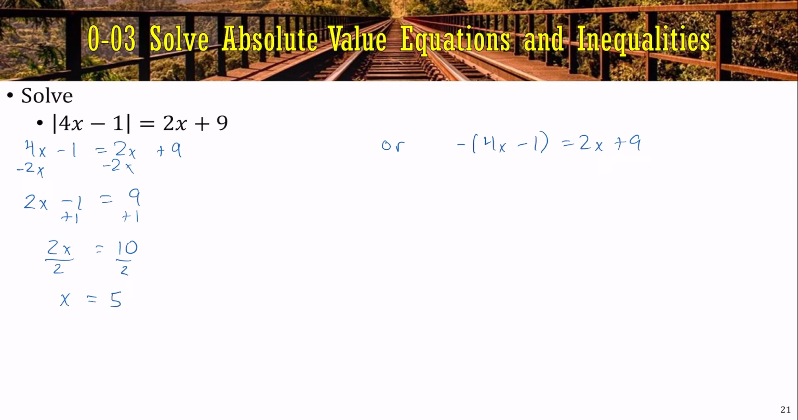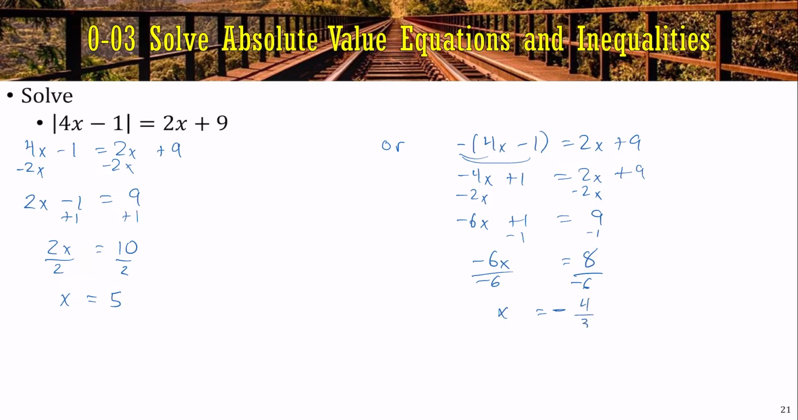All right, on the other equation, let's maybe distribute the negative first. So negative 4x plus 1. Let's get the x's together. So negative 6x plus 1 equals 9. Subtract the 1, negative 6x equals 8. Divide by the negative 6. Now we can reduce this fraction by 2, so it'll be negative 4/3.